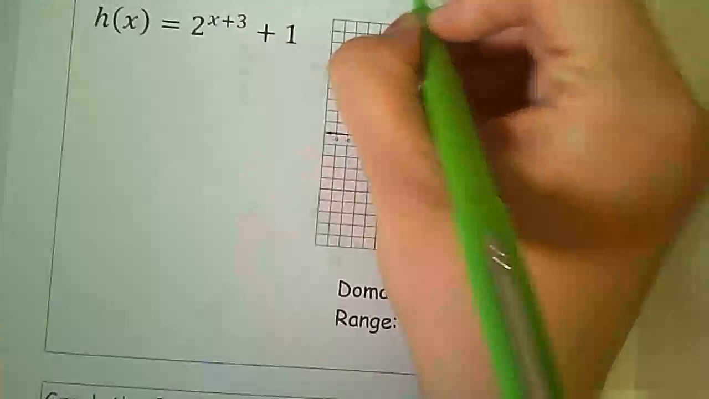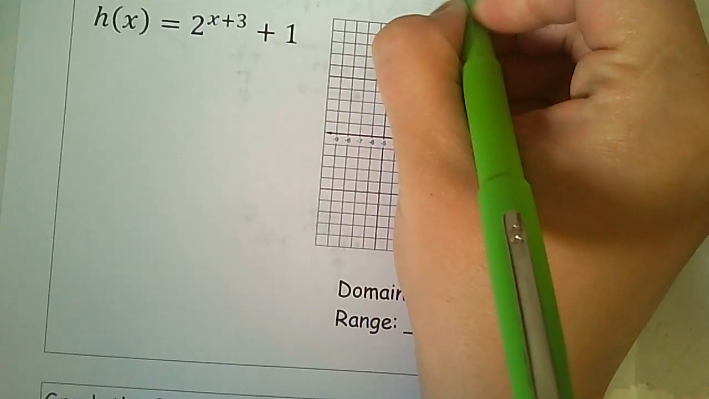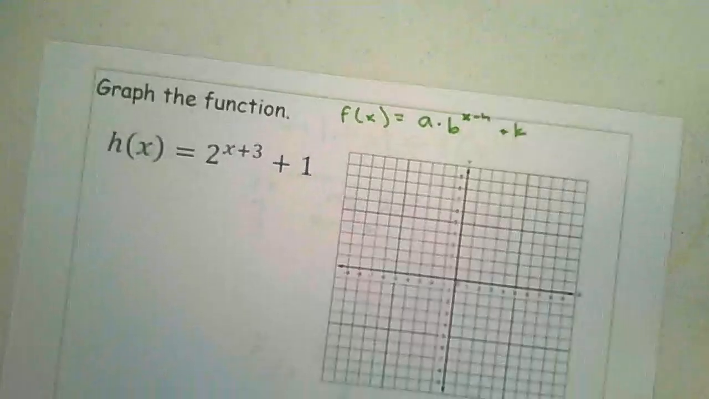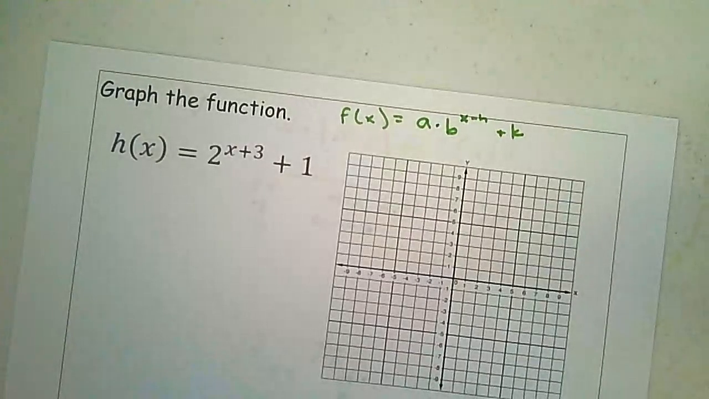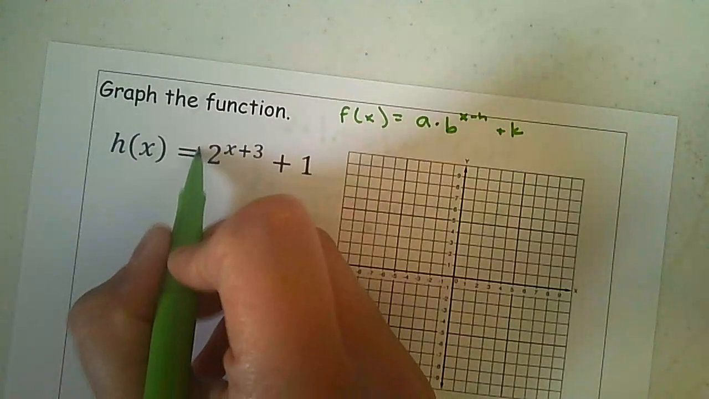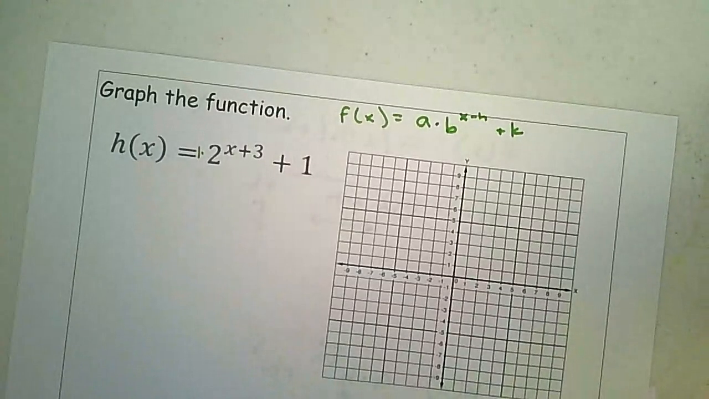I'm going to rewrite that equation. There we go. So notice this one has an a value of 1. So it's just kind of growing at the normal rate here. Okay.